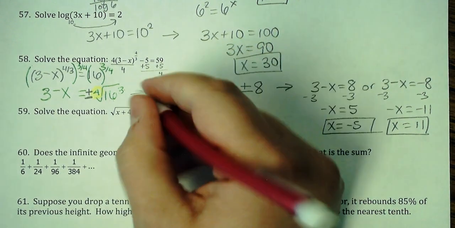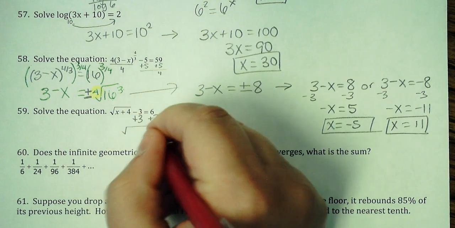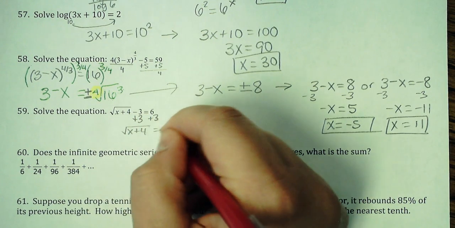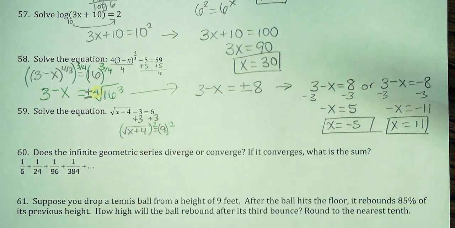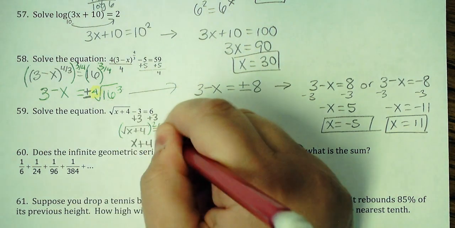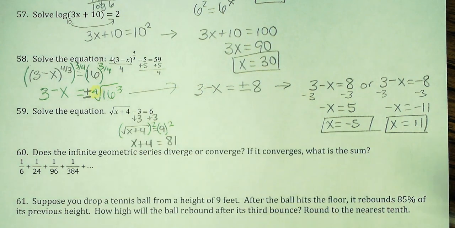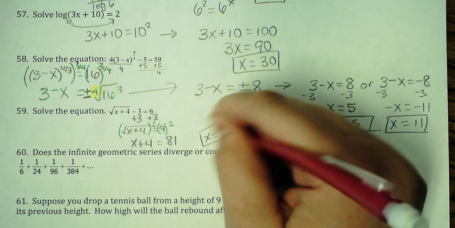For number 59, you want to isolate your radical, so I'm just going to add this 3 real quick. We have the square root of x plus 4 is equal to 9. To cancel out the square root, we're going to square both sides. This is just going to give me x plus 4, and this is going to give me 81. And then literally all we have to do there is subtract 4 from both sides. So 77 should be our answer.